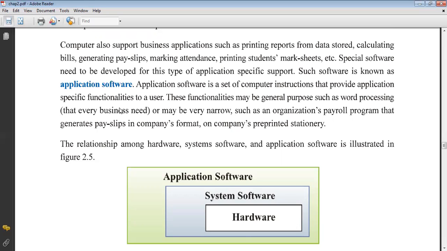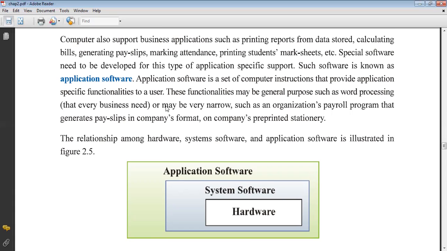What is meant by application software? We covered system software, which is required for our system. Application software is made for a specific purpose. You must know the difference between system software and application software. Underline this line. Application software is a set of computer instructions that provide application-specific functionalities to the user.